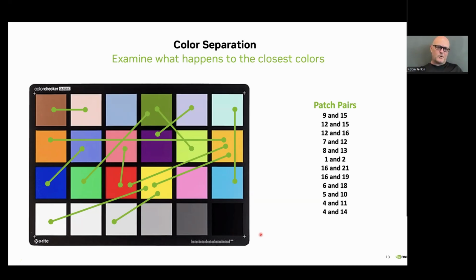Sorry, I should have spoken about the color separation as well. So we're looking at close colors, the differences between close colors on the Macbeth color checker chart now, and looking at the separation between those as we go through the simulation. So we use patch pairs, and you can see we're looking at the close greens, or orange and burnt sienna, I think it's called. And so we're looking at how far we can separate these colors.